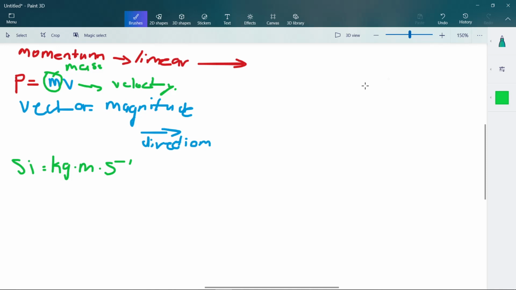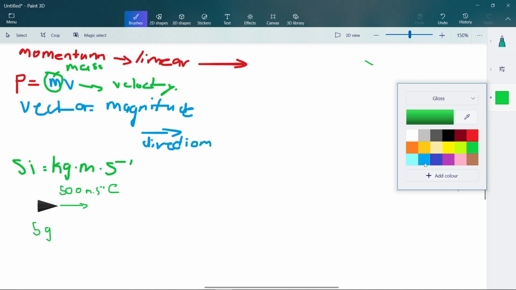Now let's do an example. Let's say this is a bullet traveling at, to be realistic, 500 meters per second, and it's traveling east. The mass of this bullet is 50 grams. They ask you to calculate the momentum of this bullet.